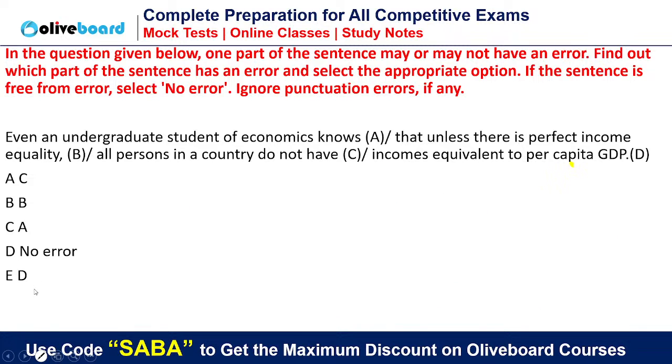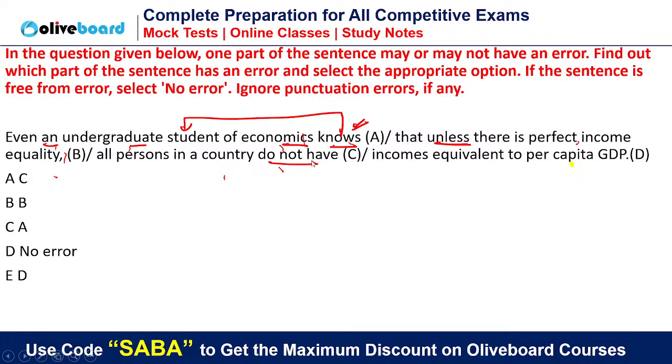चलो, see, this is how you can remember the vocabs. ये वर्ड हमने कल डिस्कस किया था और कल के आर्टिकल में ये वर्ड यूज हुआ था, ठीक है, so this is how you have to see. चलो, let's see. Even an undergraduate student of economics knows that unless there is perfect income equality, all persons in a country do not have.